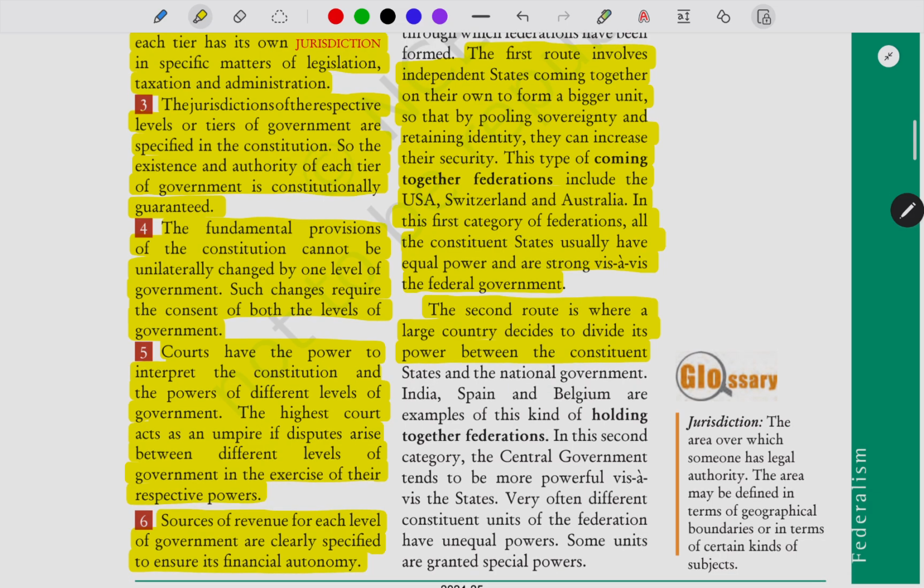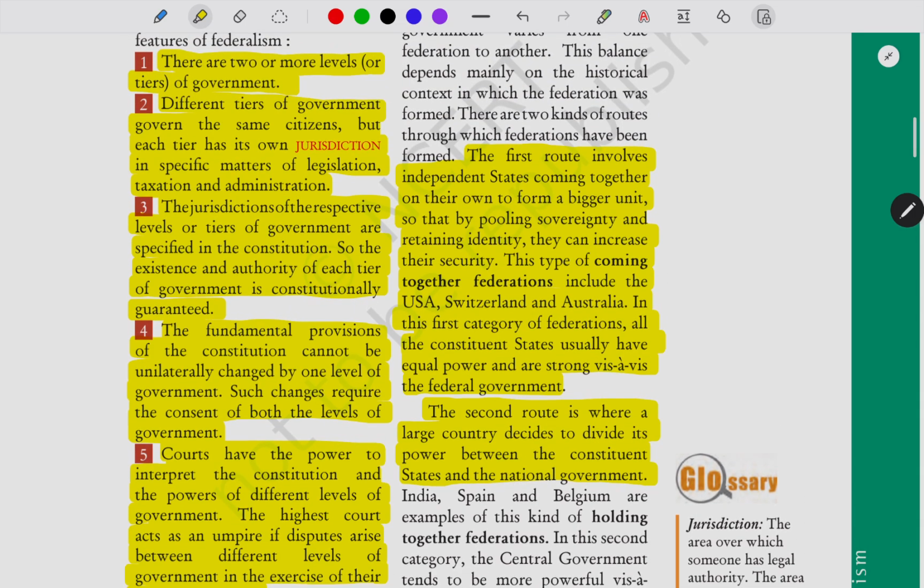And the second route is where a large country decides to divide its power between the constituent states and the national government. So here's the major difference. In the coming together federations, all states have equal power. All states have equal power.